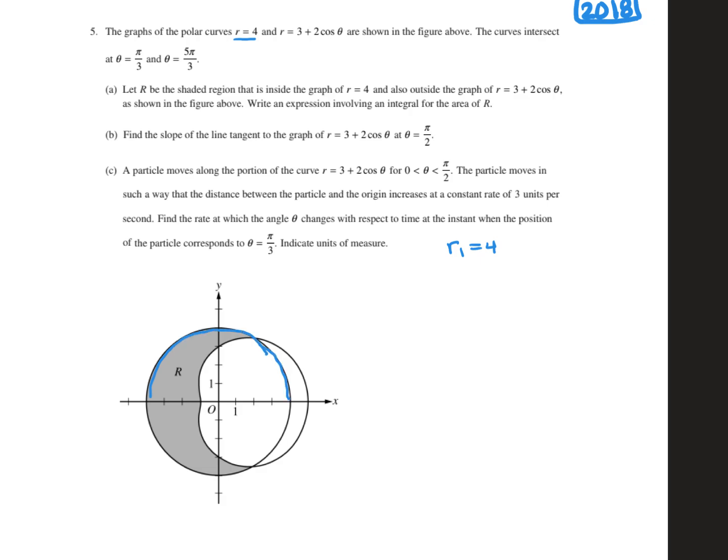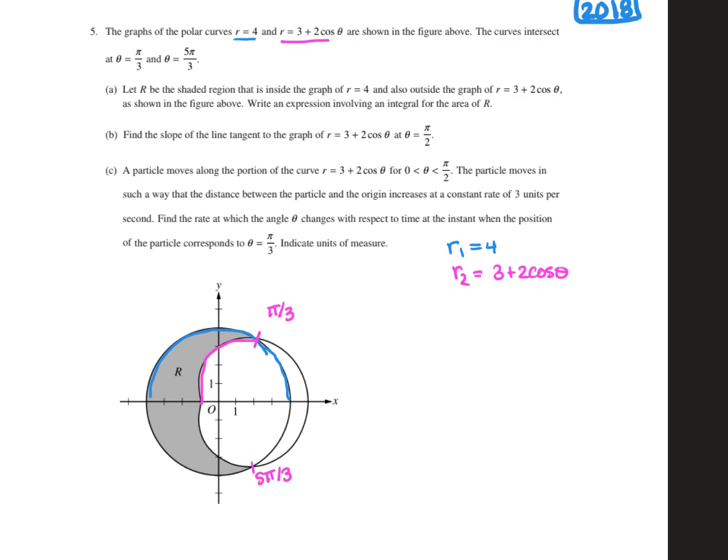And then the other one was the cardioid. So R2 is going to be 3 plus 2 cosine theta, which is this piece right here. And they tell us they intersect at pi over 3 and 5 pi over 3.